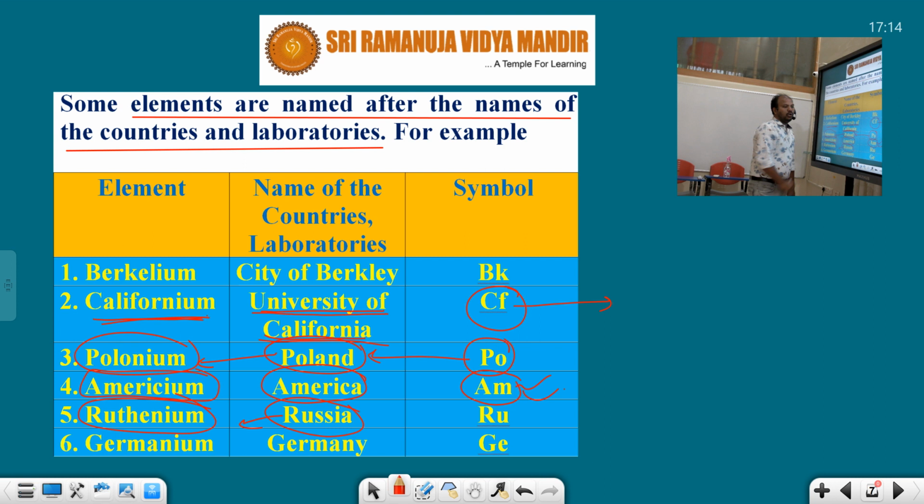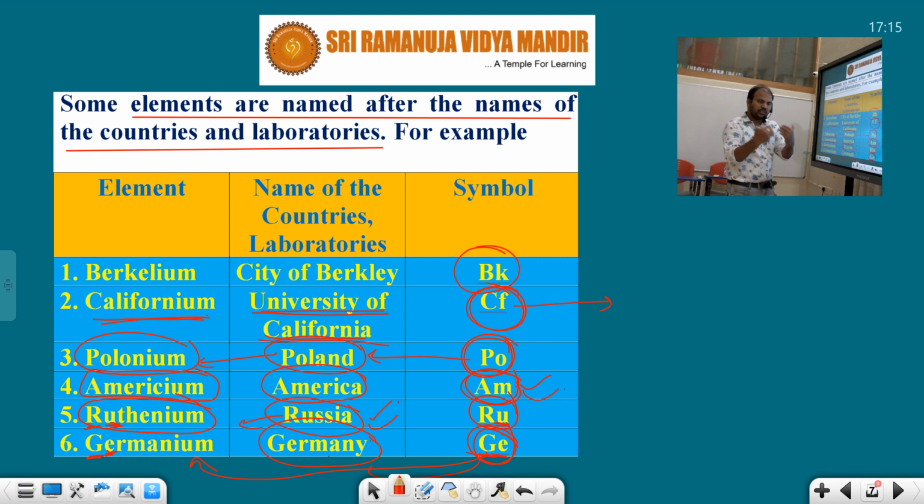Ruthenium: this symbol of an element is derived from the country, what is it? Russia. After that, what will be there? Germany. Germany is a country. From this we derive the element germanium. In germanium, the first letter should be G, and the second letter is E. So in these element symbols, you should take berkelium, californium, polonium, americium, ruthenium or germanium. These names are taken from places like the University of California, Poland, America, Russia, Germany.